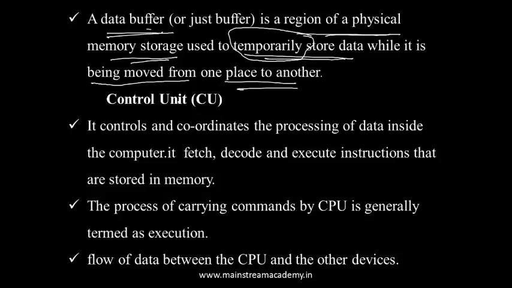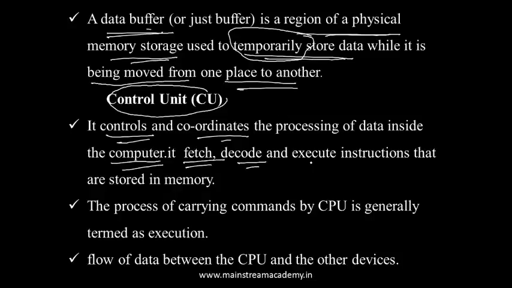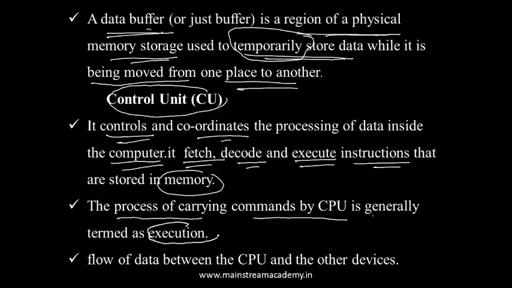Let's discuss the control unit. It controls and coordinates the processing of data inside the computer. And the control unit fetches, decodes and executes instructions that are stored in the memory. The process of carrying out commands is generally termed as execution. And it helps in the flow of data between the CPU and other devices.